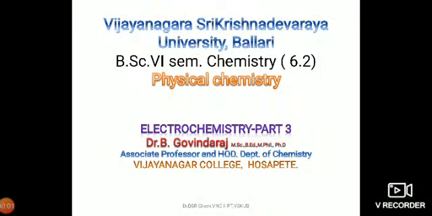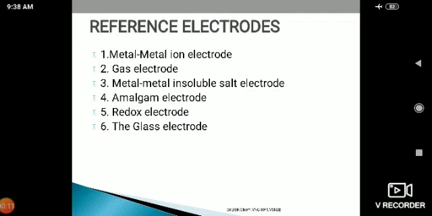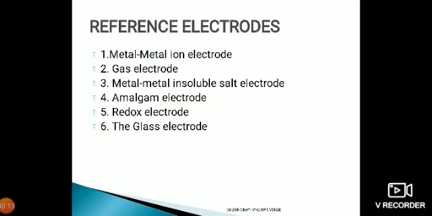Good morning, students. It is electrochemistry part 3 of BSc 6M physical chemistry, part of paper 6.2. Here we are studying different types of reference electrodes, and the electrodes represented in the syllabus are the metal ion electrode, gas electrode, metal insoluble salt electrode, amalgam electrode, redox electrode, and the glass electrode. These electrodes should be studied in detail, about their construction and functioning. Let us see one by one.